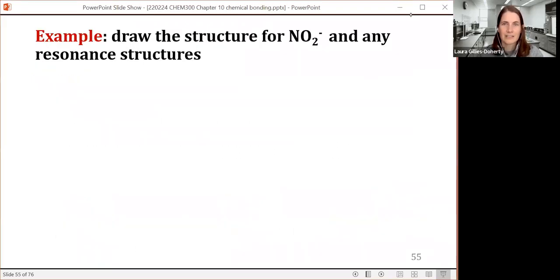So let's do some practice. You'll get some of these in the homework where you draw a Lewis structure for a compound, and then it asks you to draw any resonance structures if applicable. So let's practice with the nitrite ion. So you always start out the same. You want to count your valence electrons.